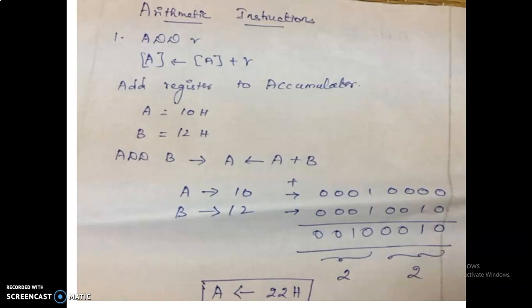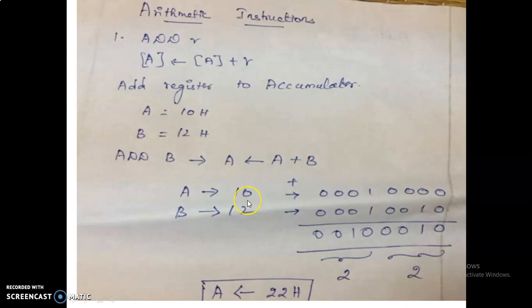Here I give the example ADD R, where R means a register. Add the content of the register R to the accumulator. Here I give a value 10 to A and 12 to B. Here I use this register B. This is the instruction ADD B. Here by default the accumulator is placed here. The expansion of this instruction is A equals A plus B. So the content of the register B is added with the content of the accumulator. The final result is stored in the accumulator itself.